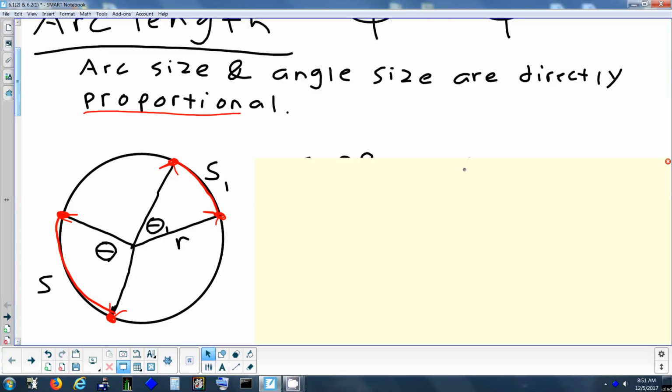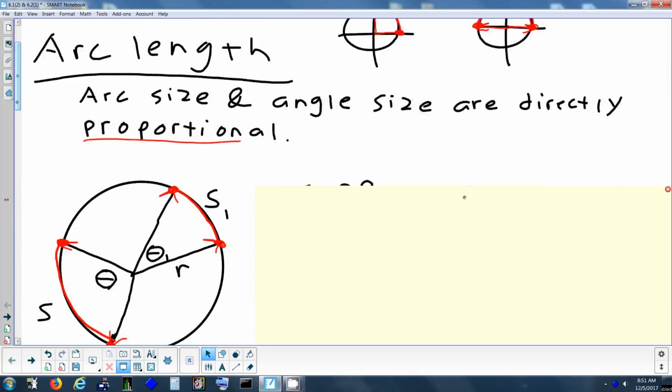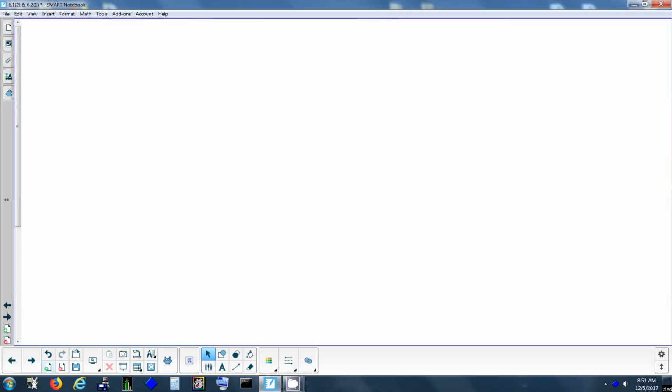Now, in order to figure out the formula for arc length, we need a starting point. And I kind of mentioned this idea yesterday. We used an example of feet and inches. And what did we say? How many feet to an inch? What's the connection? Yep. 12 to 1. Yeah, so 12 inches in 1 foot.